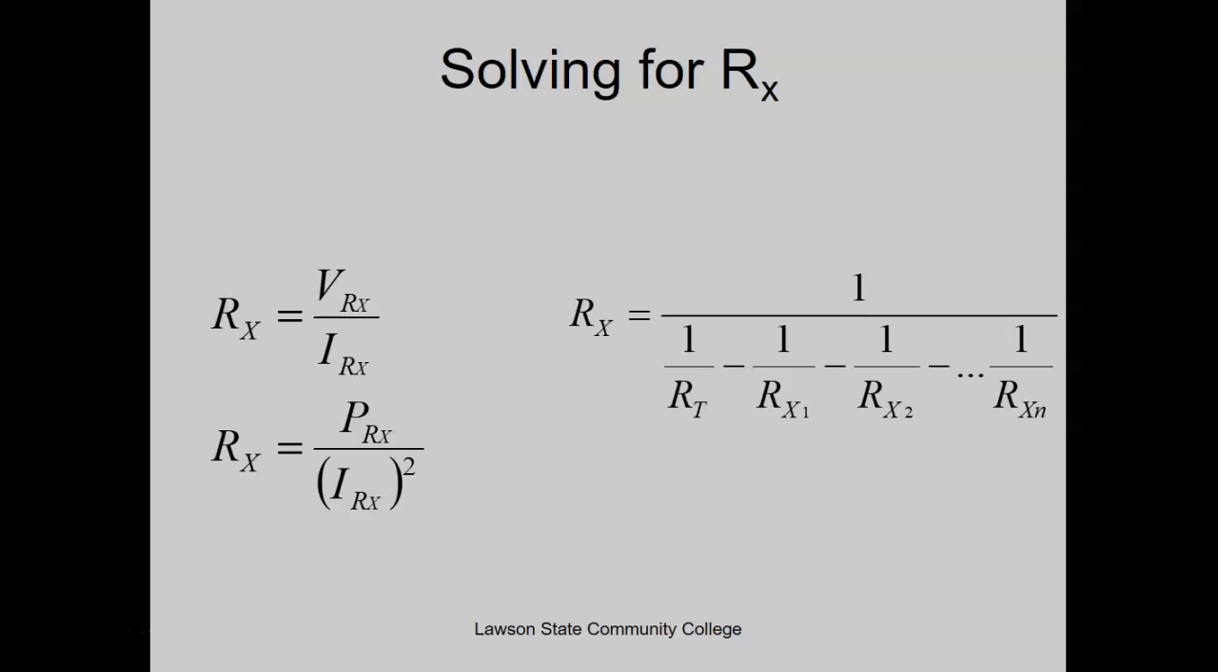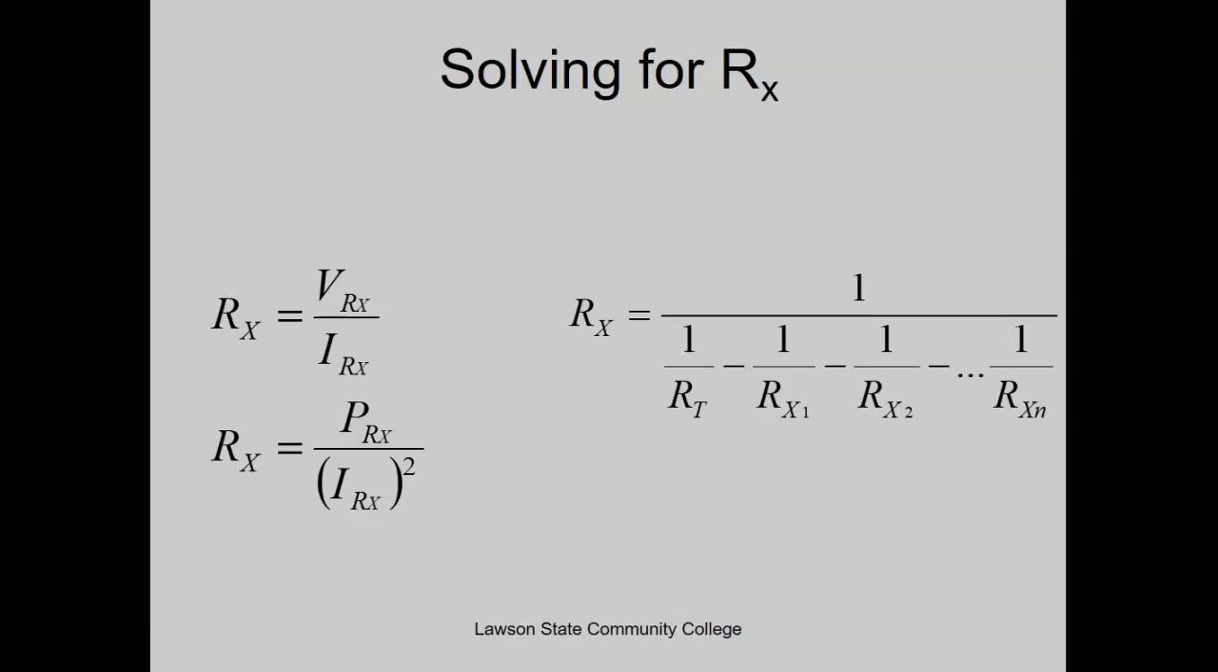Let me put it a different way, guys. The reason you would use Rx equal to all that is if you can't find V, I, or P. If you cannot find at least 2 of those 3, you have to use that. But in this case, you're doing flip, subtract, flip.